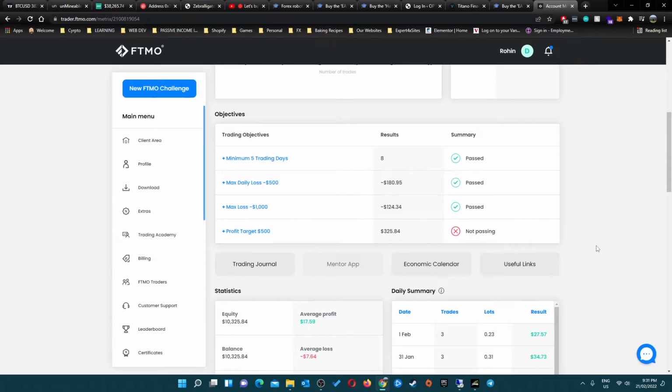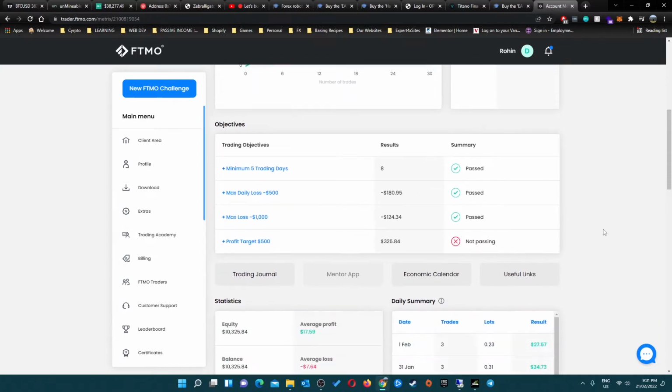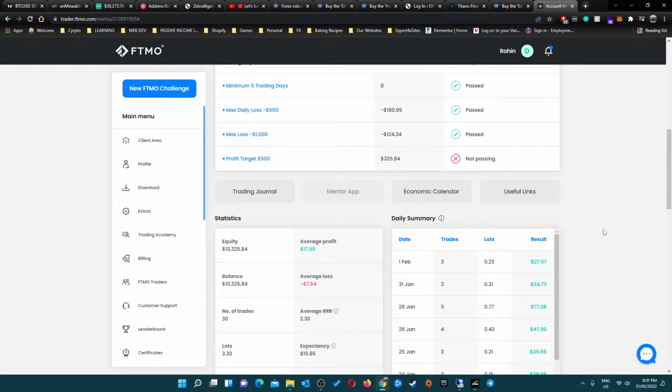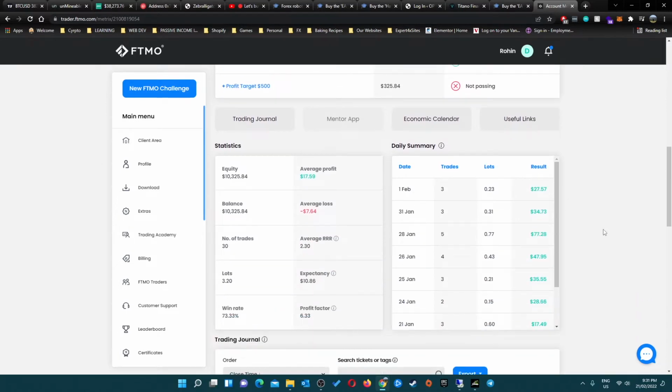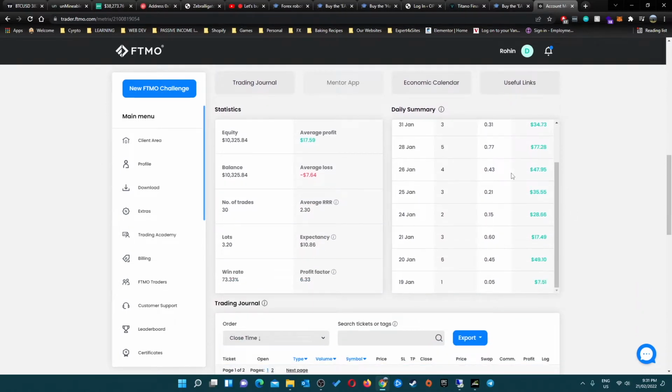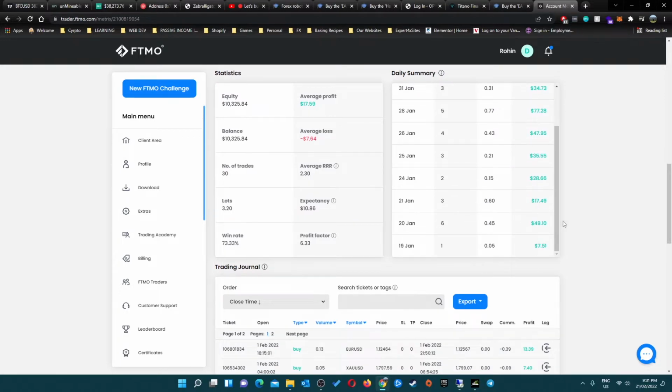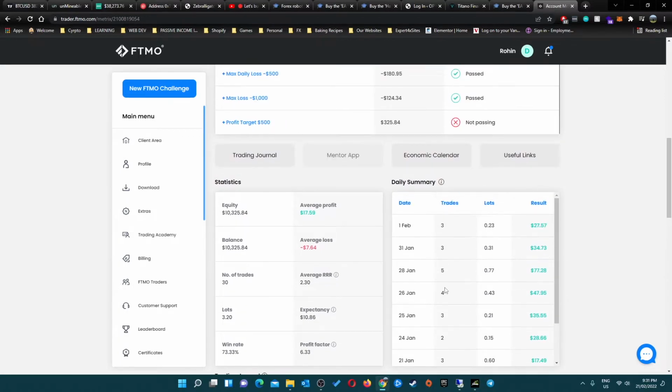Just think about this being a live account. In 8 days, you made $325, and your max drawdown was probably about $180 on a 10k account. That's really good return for risk, right? And these are all the trades, or some of the trades, the last trades that it took, daily summary.